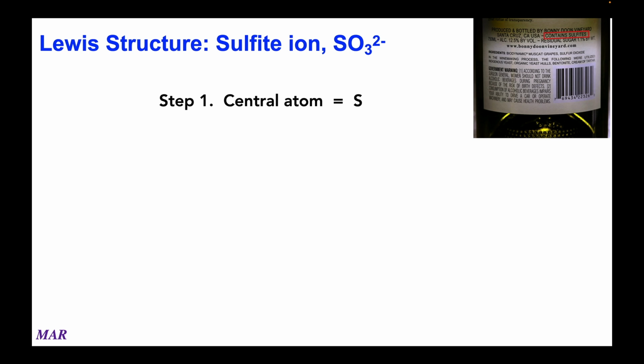Anyway, let's draw it. Let's see what the sulfite ion looks like. The difference between sulfite and the earlier ammonia example is that sulfite has a charge, and we'll talk about that in a little bit.